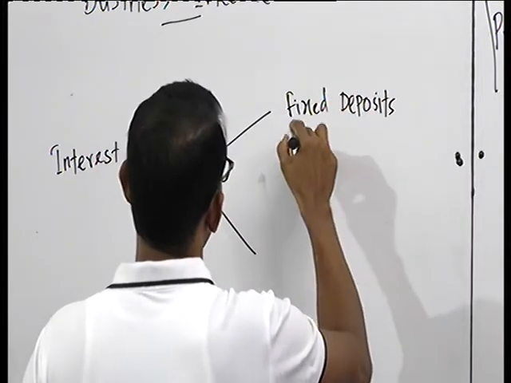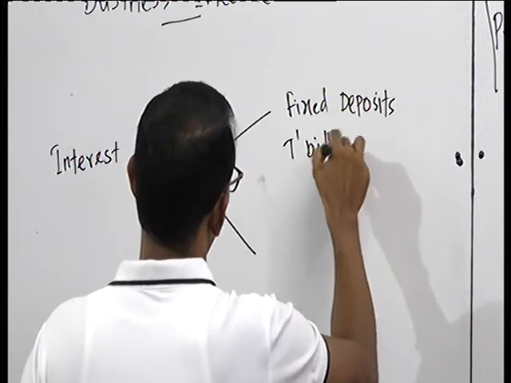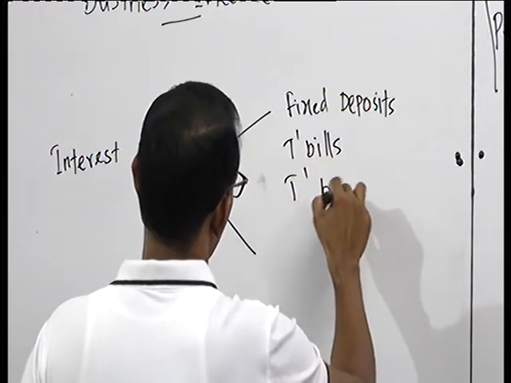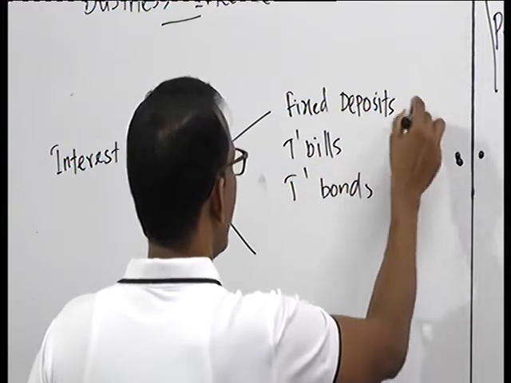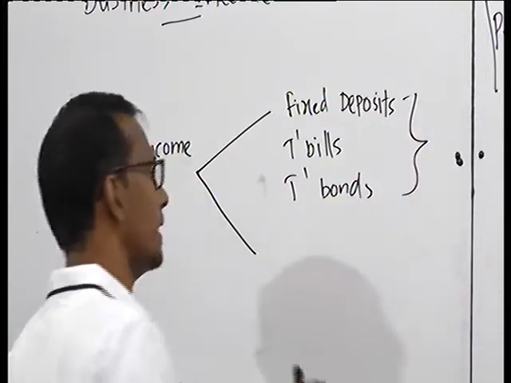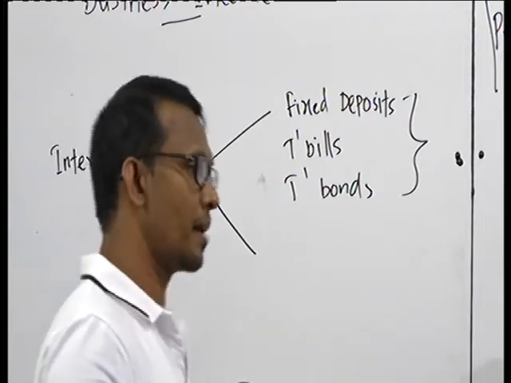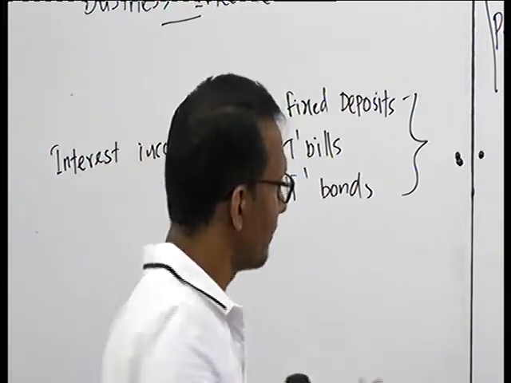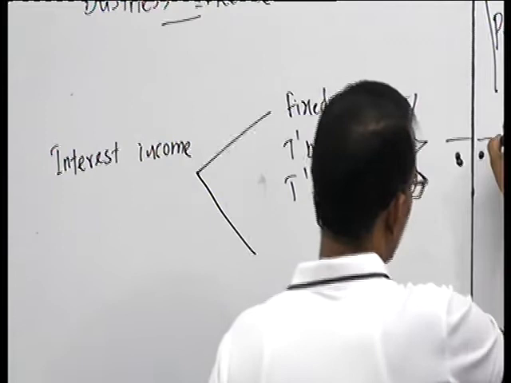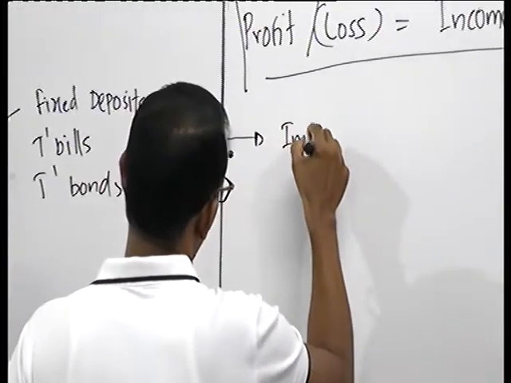Or maybe in treasury bills or treasury bonds. So then any interest income earned by a manufacturing or a trading organization, apart from their normal business activities, such interest income shall be considered as investment income.